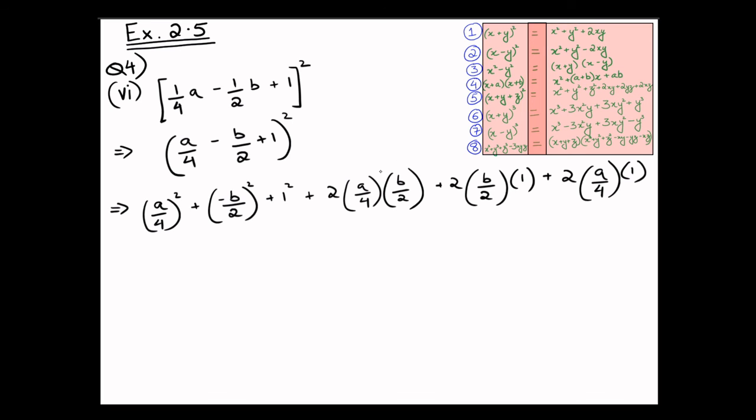Just a slight mistake here. In these two terms, we have minus b by 2. I almost made a mistake over here. We need to be careful with the signs when we are using this expansion.